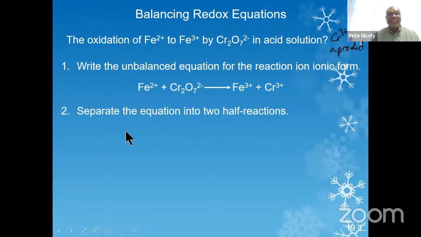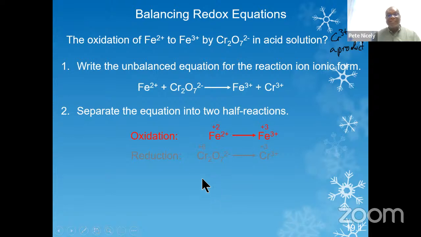Then the next step is that you're going to separate this equation into two half equations, right? So one half equation would be the oxidation half equation, where the Fe2+ is converted to the Fe3+, right? And then the other half equation is where the reduction takes place of the Cr2O7 2-, which is being reduced to the Cr3+, all right? So that's the second step. You separate the equation into two half equations.